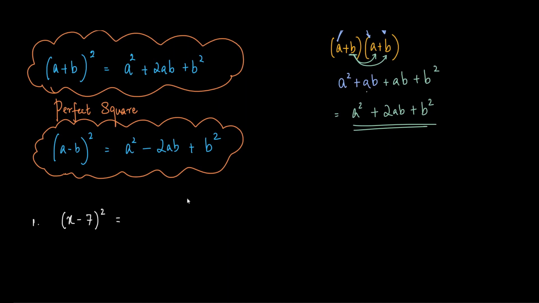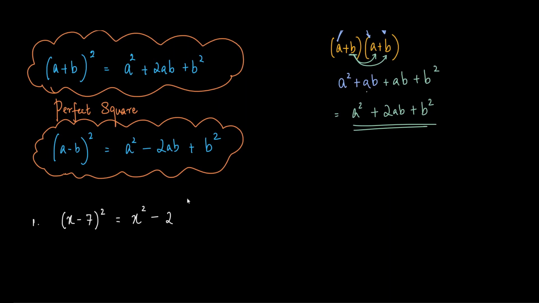So a minus b whole, x minus 7 whole thing squared, will be x squared, right? I'm writing the direct answer without even expanding it. Okay, x squared minus 2 times a times b. So I'm just going to multiply 2 times the first term times the second term. 2 times the first term is 2x.